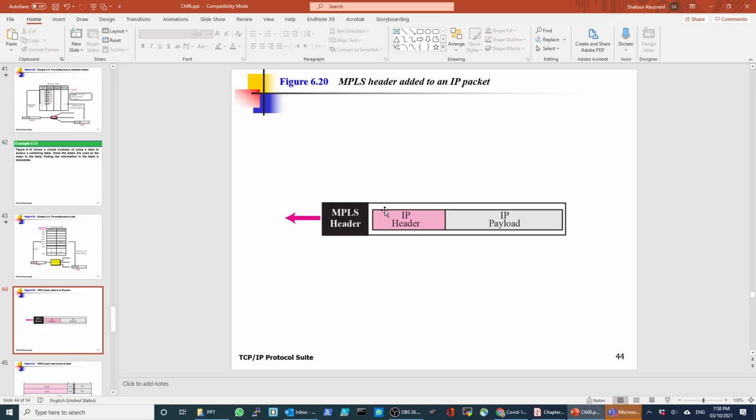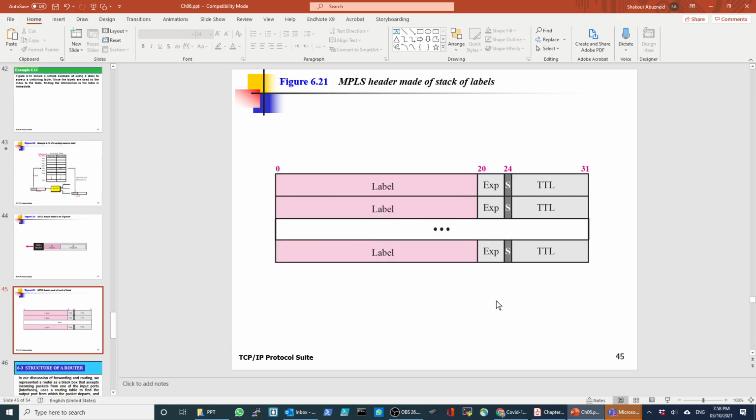all right. So in here, the problem, we added a new header, right? We added a new header. So MPLS header made of a stack of labels, okay, stack of labels. So you have label, you have TTL. So let's take a look at the label. Okay, so to simulate connection oriented, and that's what you're trying to do, to move from connectionless oriented IP protocol to connection oriented protocol.